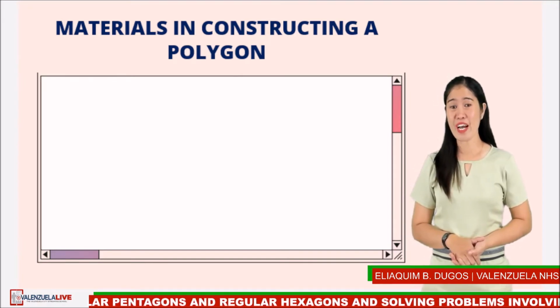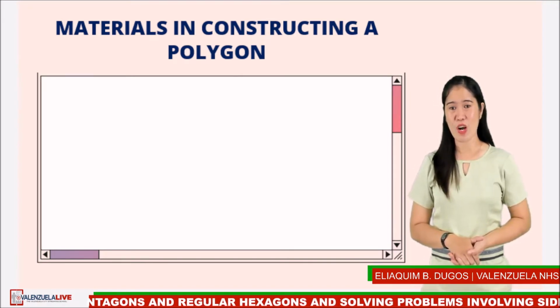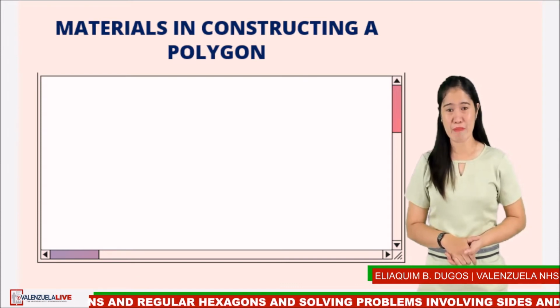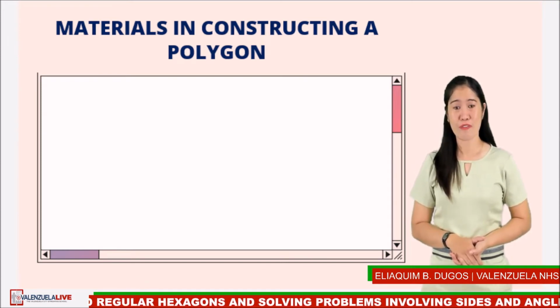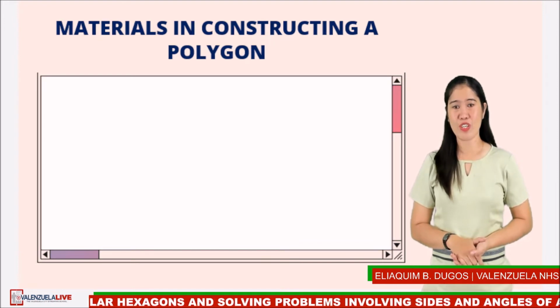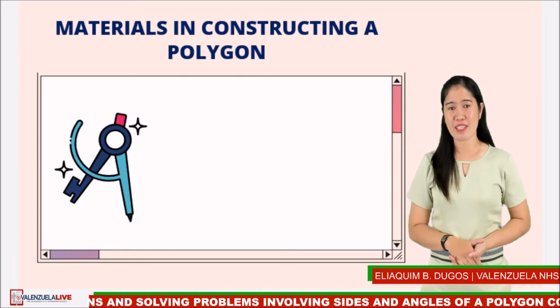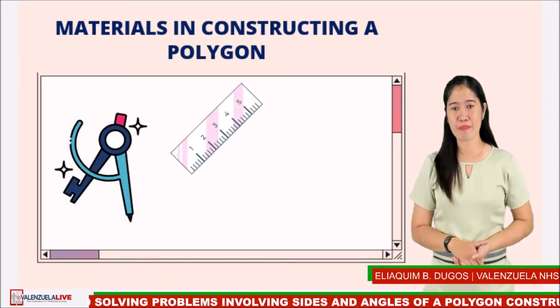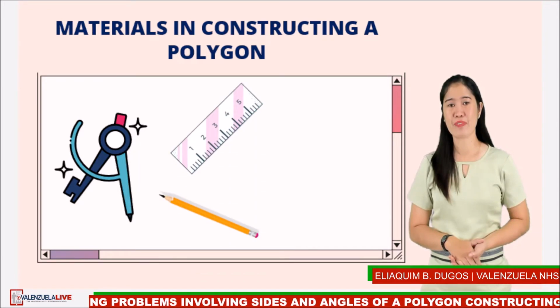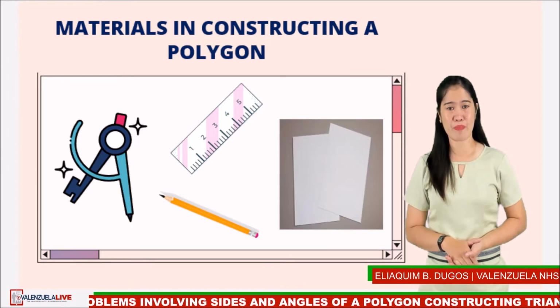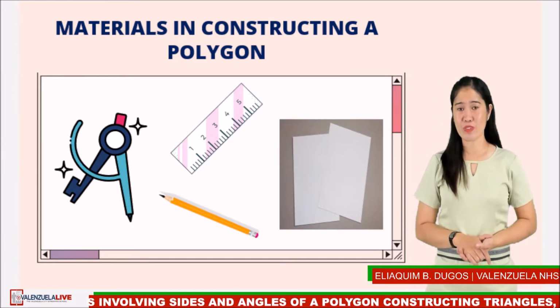You want to learn how to work with this figure? Okay, join me in making different polygons out of these resources. You'll need to have a compass, a straight edge or a ruler, a pencil, and some paper. Now we go first to triangles.